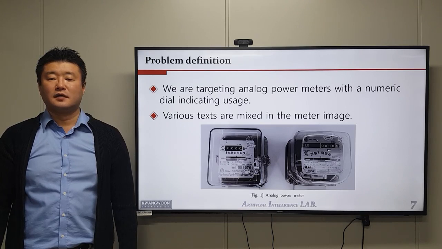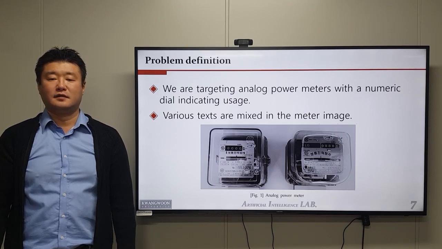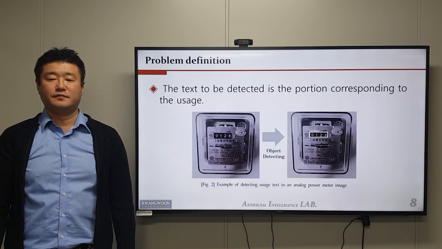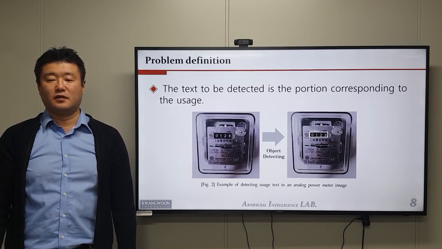We are targeting analog power meters with a numeric dial indicating usage, and various texts are mixed in the meter image. The text to be detected is the portion corresponding to the usage. It is in a black box and 4 white numbers.